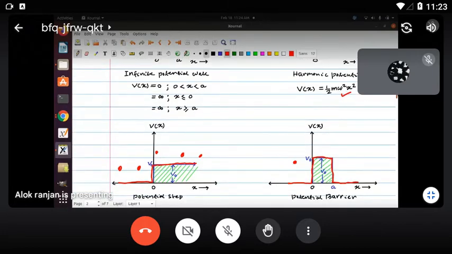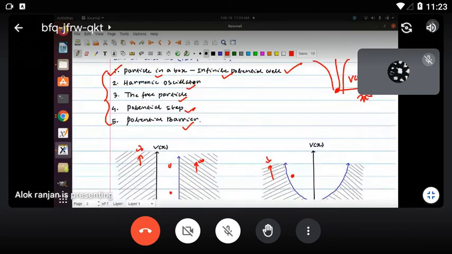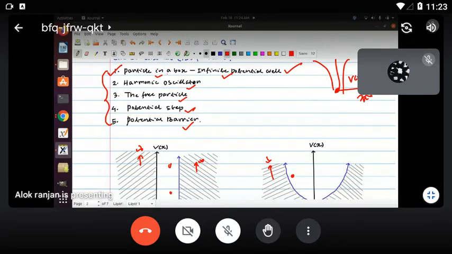So now, what we see finally is that we have figured out the potential in different regions for all these listed problems. And as I said, we'll solve only one of them, the infinite potential well, and for the rest you will follow the same procedure to get the eigenstates as well as the energy eigenvalues. Is it clear to everyone? Yes, sir. So now the question remains, why did it get the name particle in a box?